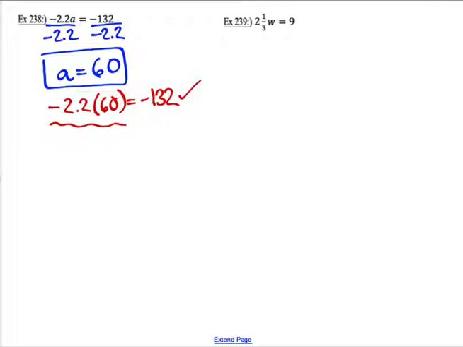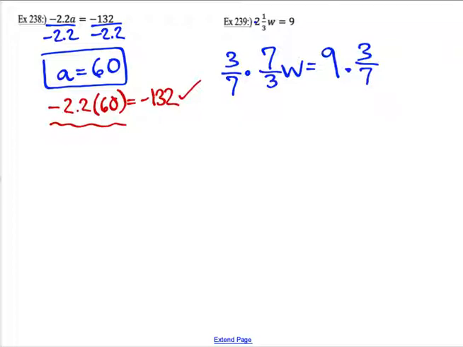Okay, 2 1/3 w equals 9. First, when we're dealing with fractions with multiplication or division, we do not want to have mixed numbers. So we're going to do 2 times 3 plus 1 is 7. This is 7/3 w equals 9. Okay, we've got to get rid of a fraction. When dealing with fractions, we're going to want to use multiplication instead of division. So we're going to multiply by 3/7.